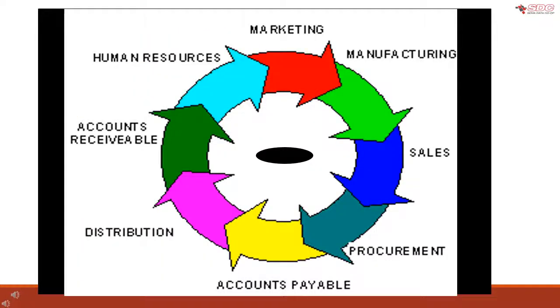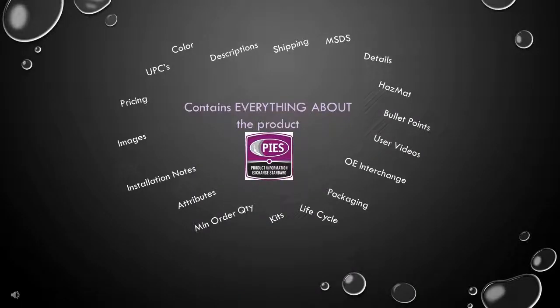And data that is used to populate a PIES file might come from multiple sources within an organization. PIES brings all of these silos of information together into one delivery file so that resellers can then use it in their own various departments and systems. PIES is where we tell the product story.